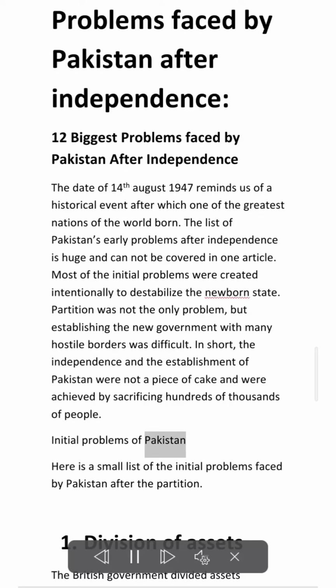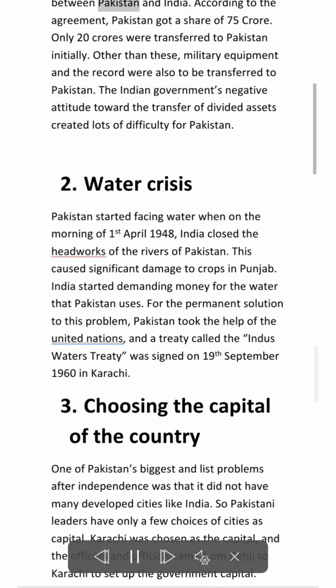Initial problems of Pakistan. Here is a small list of the initial problems faced by Pakistan after the partition. Division of assets. The British government divided assets between Pakistan and India. According to the agreement, Pakistan got a share of 75 crore. Only 20 crores were transferred to Pakistan initially. Other than these, military equipment and the record were also to be transferred to Pakistan. The Indian government's negative attitude toward the transfer of divided assets created lots of difficulty for Pakistan.